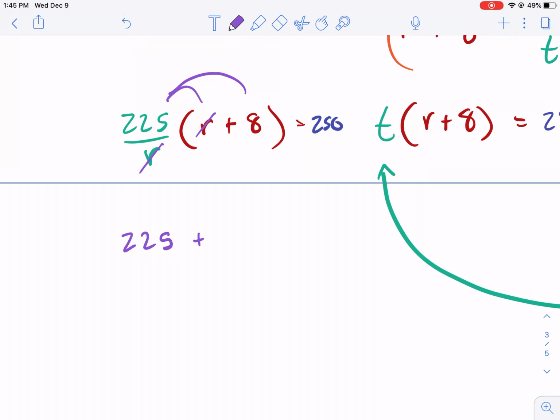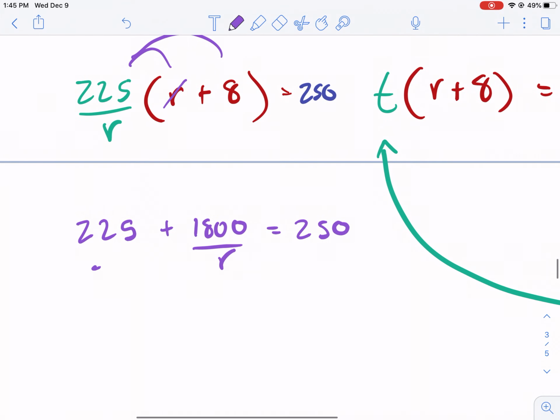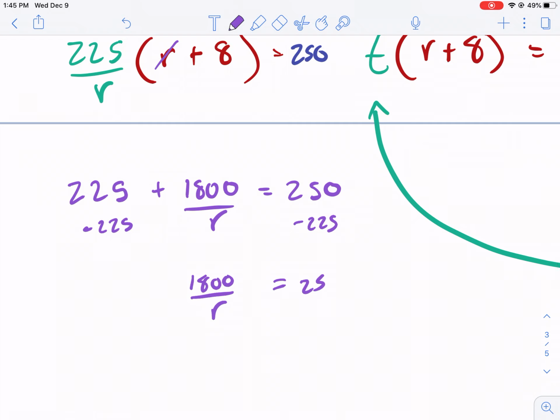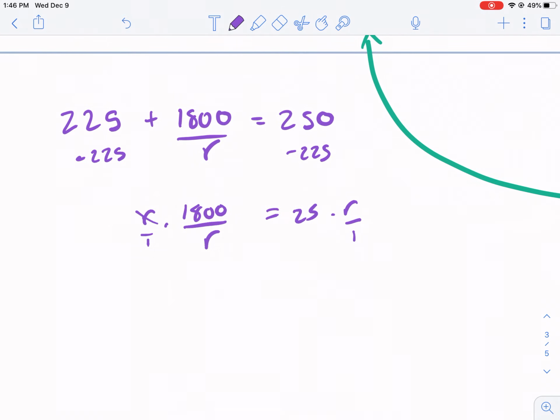Then I have 225 times 8, which gives me 1800. But then I have that over R, because the R doesn't stay permanently canceled. Equals 250. I'm going to subtract 225 from both sides. I get 25 equals 1800 over R. I'll multiply both sides by R to get the R out of the denominator, which cancels on the left side. We get 1800 equals 25R.